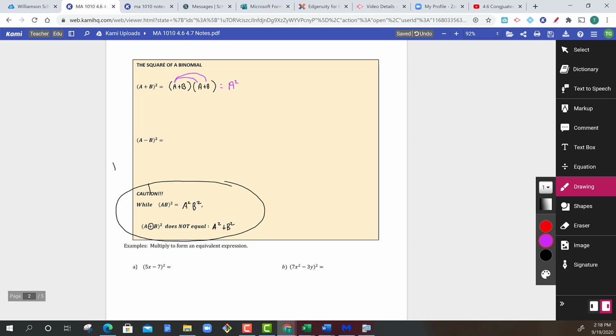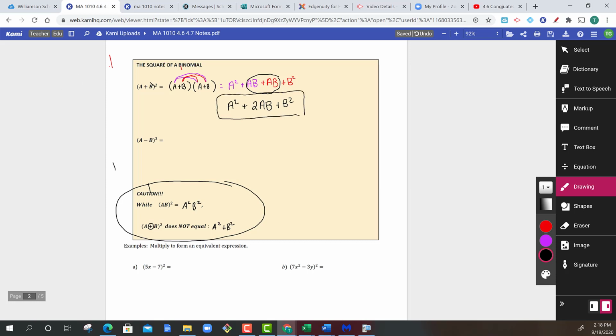A times A is A squared. A times B is A times B. And then do the same thing with B. B times A is BA, or we can reverse that order, as we talked about in the last video. And B times B is B squared. You'll see we have two like terms. Remember, you can only add like terms if it's the exact same variables and exponent. So 1AB plus 1AB is 2AB. So we get an answer of A squared plus 2AB plus B squared is our answer.